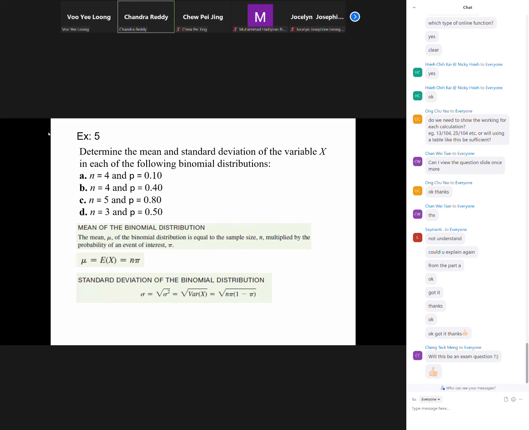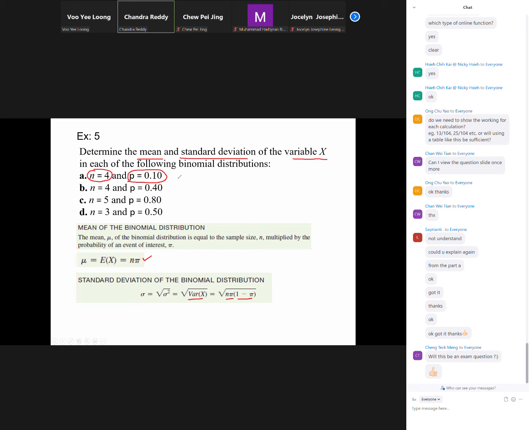Okay, so now we are asked to calculate the mean and standard deviation for the variable x. In all the cases, this is again binomial distribution. So n is given, the probabilities are given. The mean is simply n into pi. The standard deviation is the variation of x, so the formula is square root of n pi into 1 minus pi. So we'll be using just these formulas to calculate.